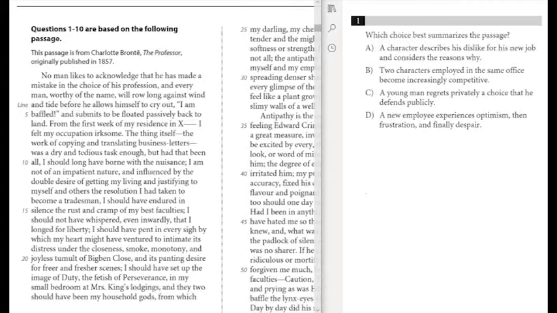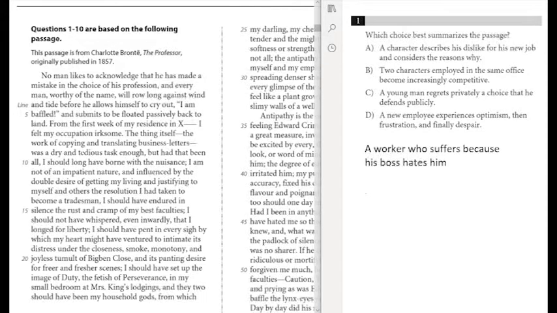We can already answer this question in our own words. It's about a worker who suffers because his boss hates him. That right there can get rid of one answer choice, C, because choice C says he's regretting privately a choice that he defends publicly. And we're not seeing anywhere that he's defending publicly the choice to take this job. All three of the other answer choices can all somewhat relate to how we answered it in our own words. A worker suffers because his boss hates him. So let's get a little deeper.